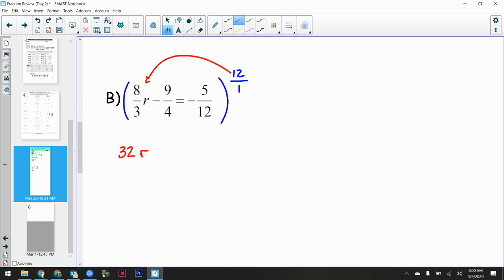32x. Could I multiply 8 times 12? Sure. 96. Divide by 3, you get 32. Okay, what about 4? I divide through by 4 before I multiply in here. And I've got 3 left over, right? The common factor of 4 gets canceled out. I'm left with a 3, so minus 27.